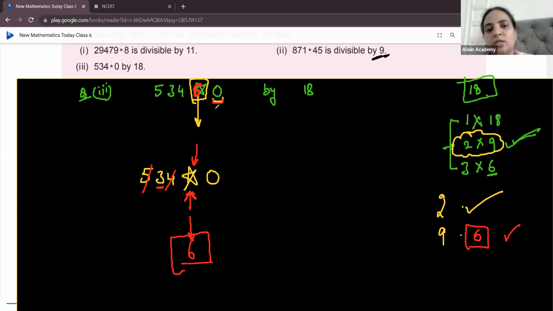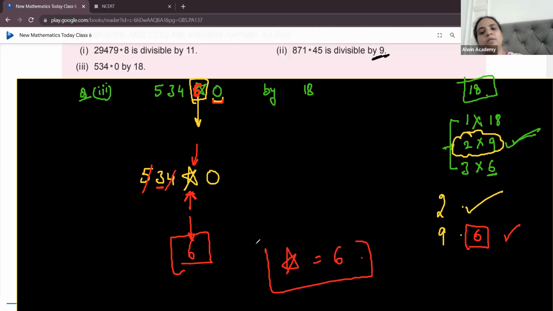How? The last digit is 0, right? From the last digit we can tell the number is even. So it will be divisible by 2. Right? So the answer to this star is what? The answer to this star is 6. Is it clear, beta ji, or not? Kira, clear or not? Yes. Very good.